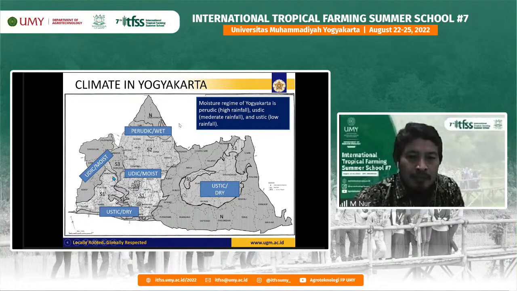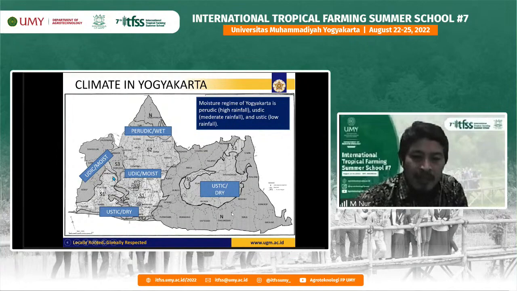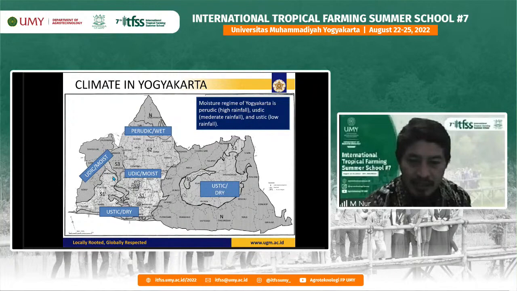And this one, as I mentioned, is in the top of Merapi. This one is very deep because it's very, very cold. And then this one is udic, or moist. And we also have a ustic, even though this one is actually not real ustic. Actually, this one is included in udic, but this area is dry, especially in the southern part, east part of Yogyakarta, because this one is karst. So we don't have a river at the surface, but we have a river in the subsurface. So water is a very important thing in this area.